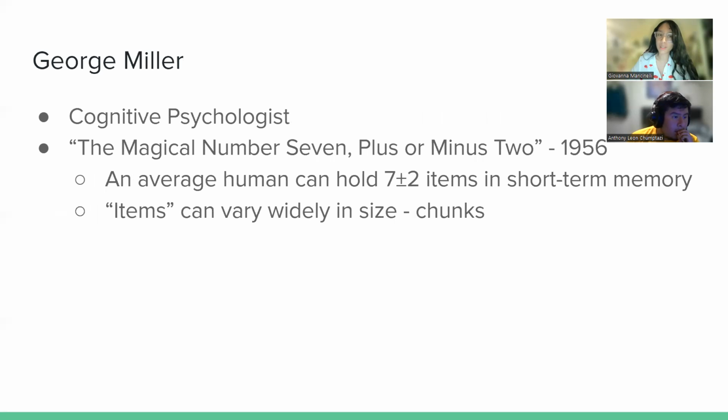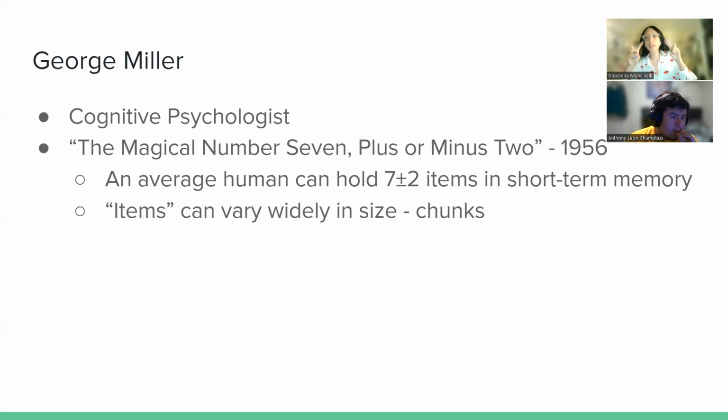So George Miller was a cognitive psychologist, and he was the one who discovered this sort of thing. So he had a study in 1956 called the magical number 7 plus or minus 2. And in the study, he found that an average human can hold 7 plus or minus 2 items in their short-term memory. So maybe 5, maybe 9, in between that range.